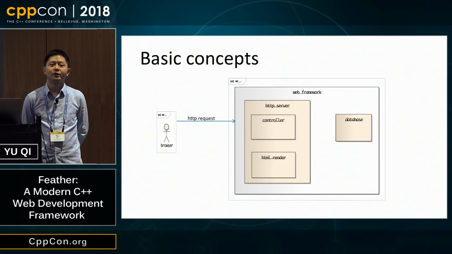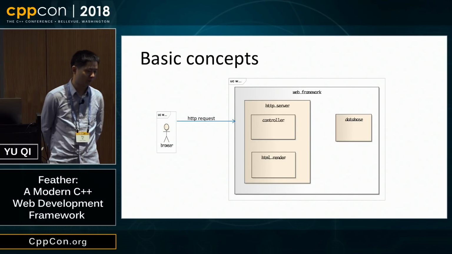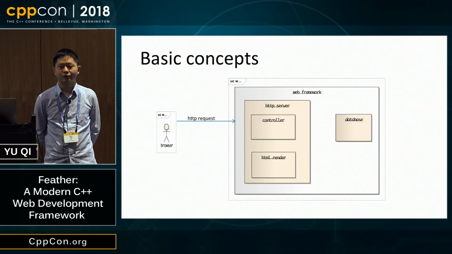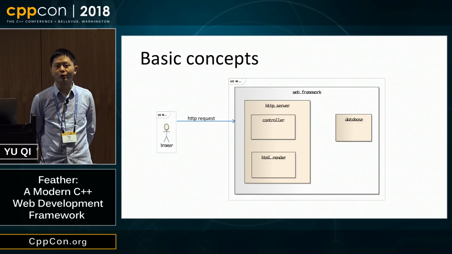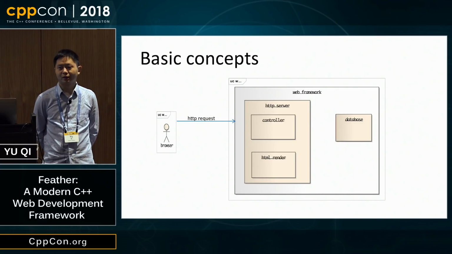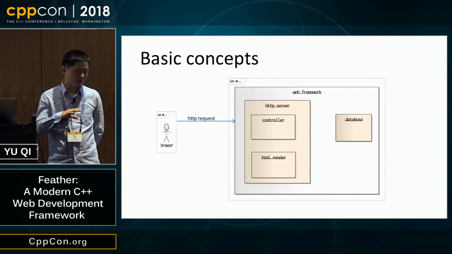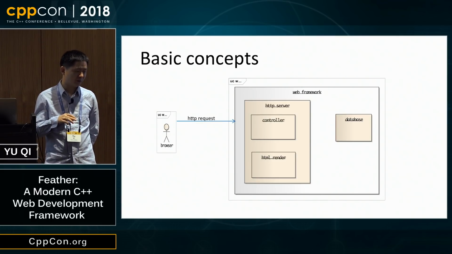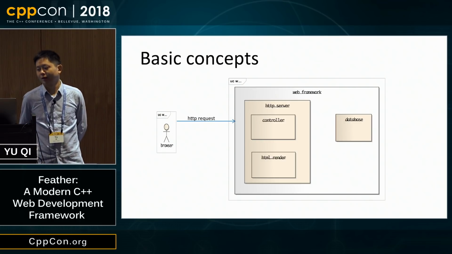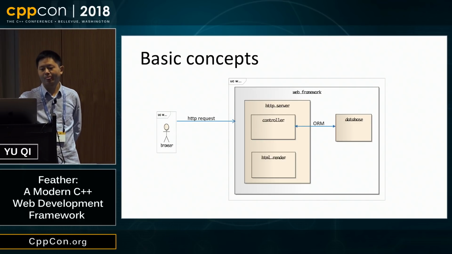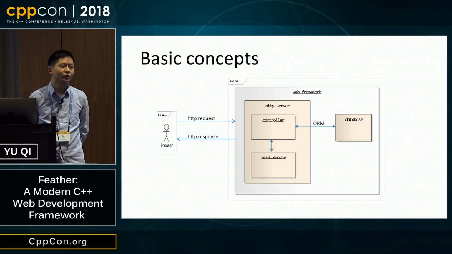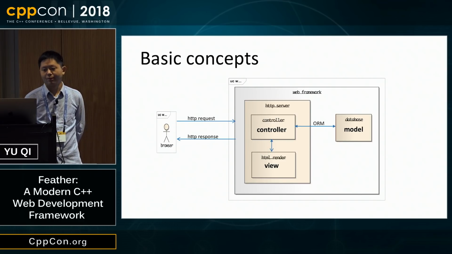For example, the client sends a request to the web framework. The framework will route the request to a controller. The controller will get data from the database and then render the HTML page with the data from the database. At last, it will send the rendered HTML page as the response to the client. Yeah, it's very simple, and it's also an MVC model.